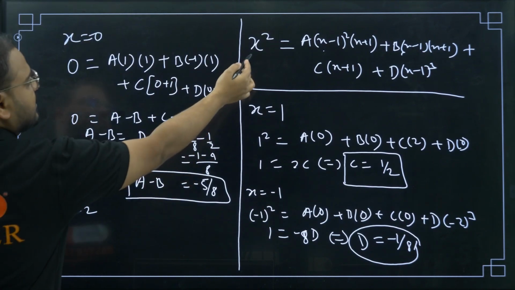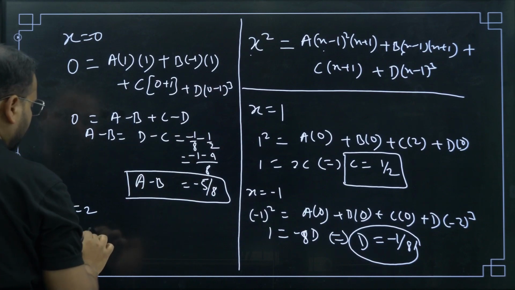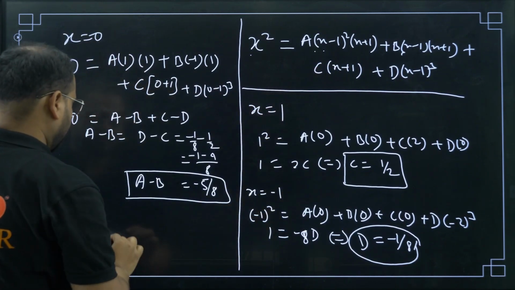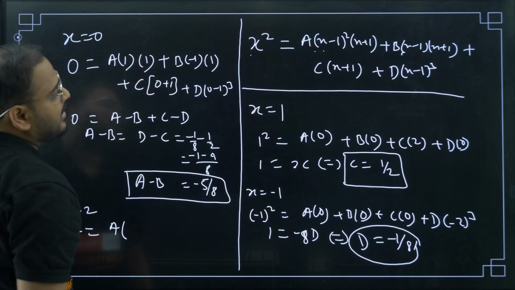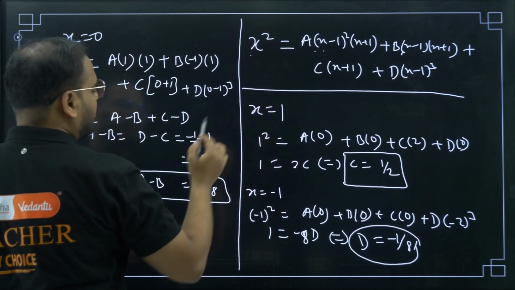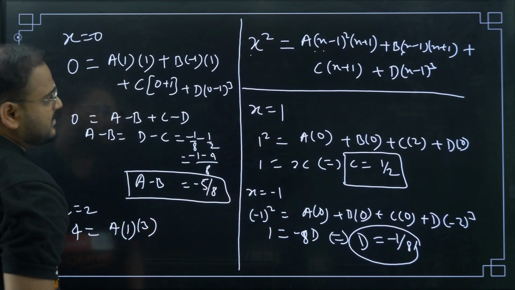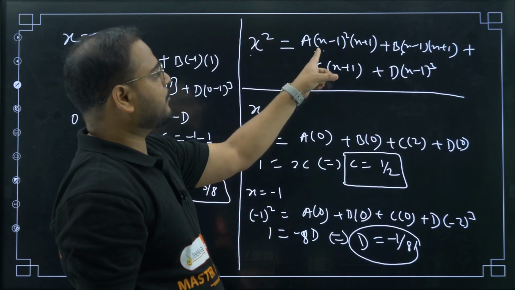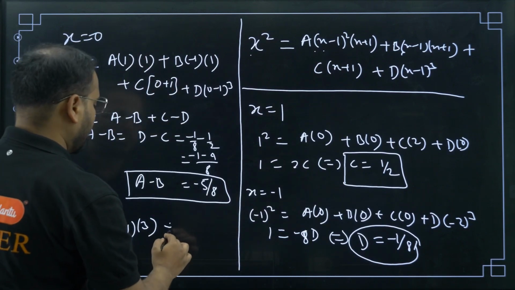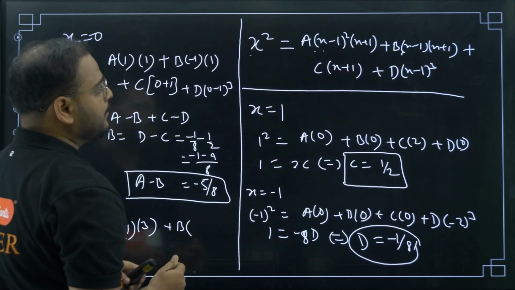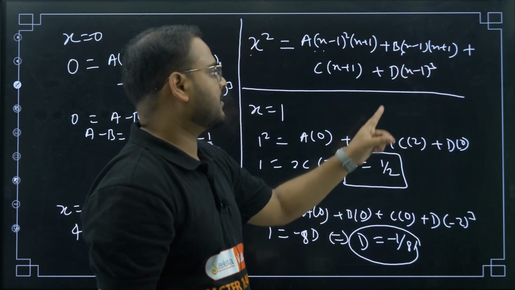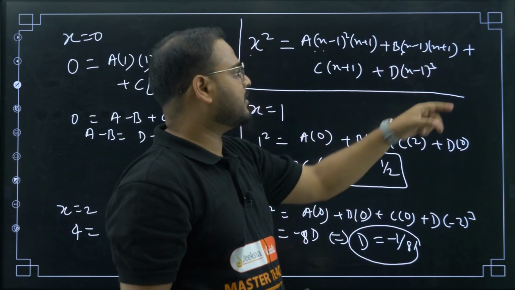If I do that, what I get on the LHS side? 2 square, so 4. What about this? 2 times a times of 2 minus 1. How much is that? Please have a look. a times of 2 minus 1, so simply 1, and 2 plus 1 is simply 3. What about b? b times of 2 minus 1, so simply 1, and 2 plus 1, again 3.